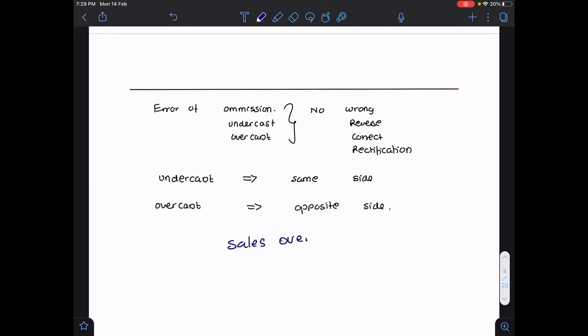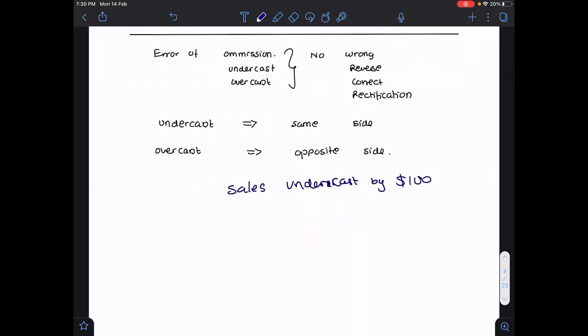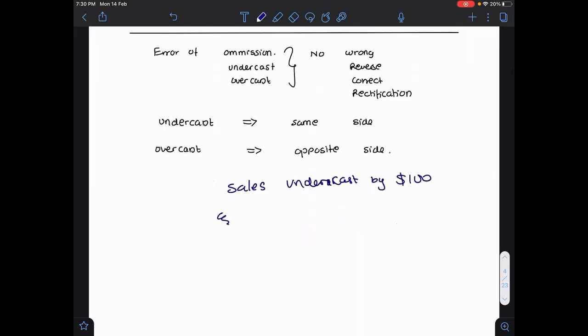Okay, sales, overcast. Sorry, undercast you asked. Sales undercast by $100. इसकी rectification entry दो. So undercast same side, so it will be suspense. Sales is always credit, so same side, so credit 100 and suspense is the debited item, so 100.